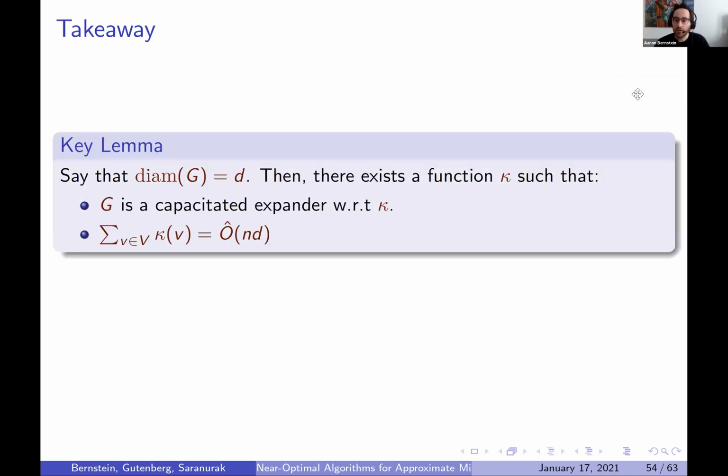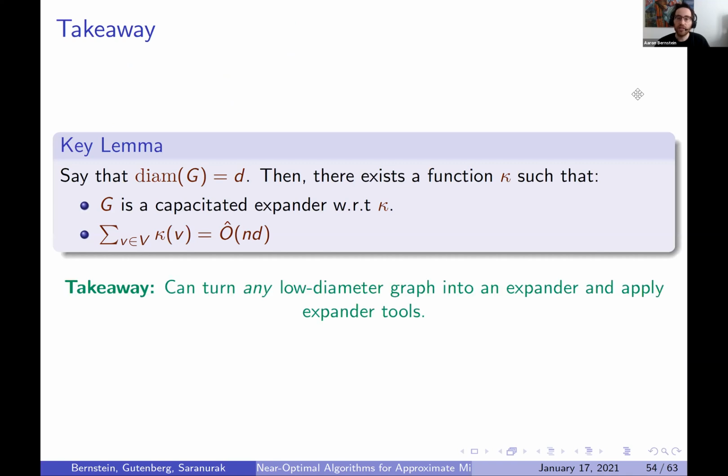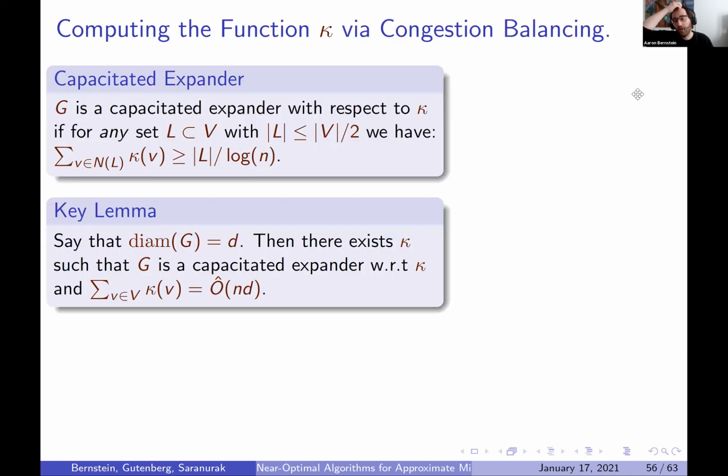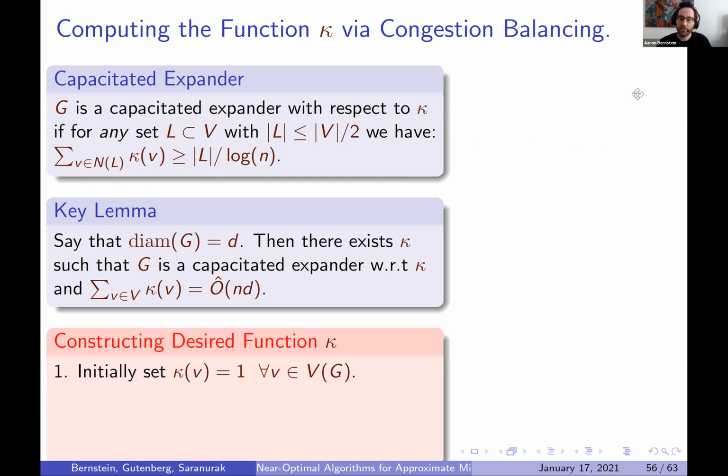Okay, so that's the whole algorithm. The takeaway is that we have this key lemma, which basically allows us to treat any low diameter graph as though it's an expander and apply these really powerful expander tools without having to do anything like decompose the graph into expanders. So in terms of proving this key lemma, I don't have much time. So I will say the algorithm is basically the most trivial algorithm you can imagine.